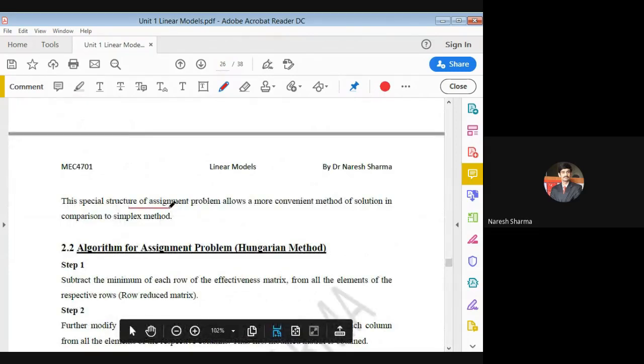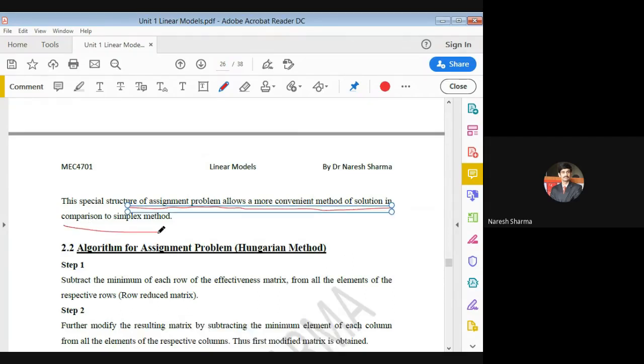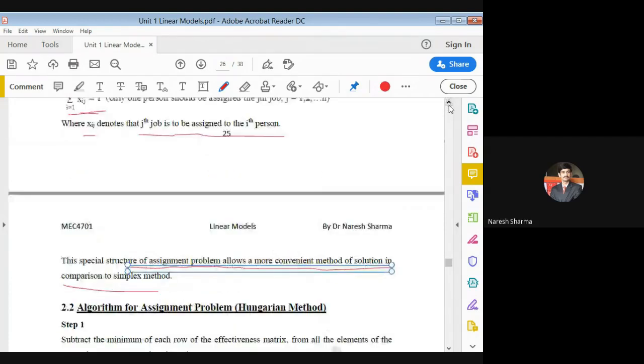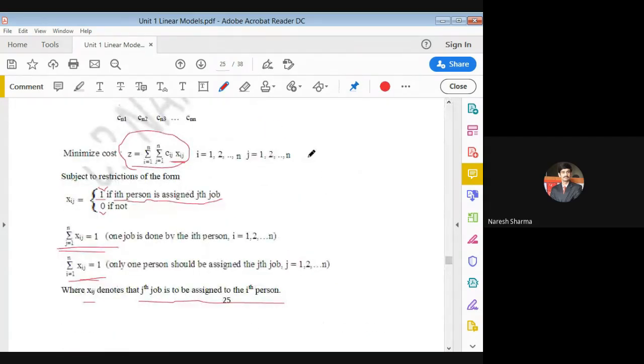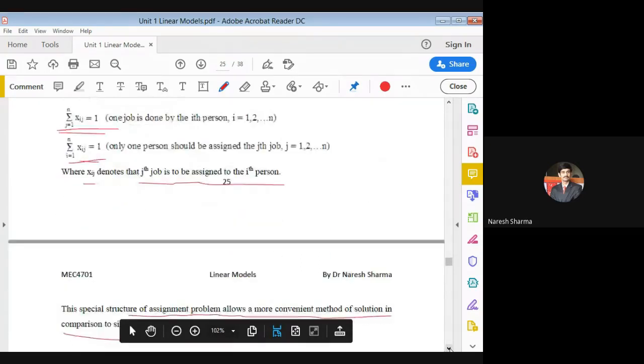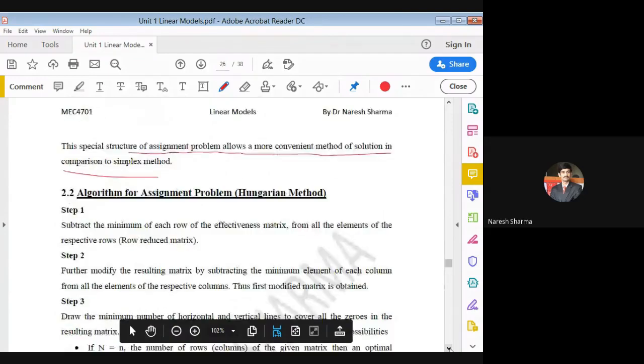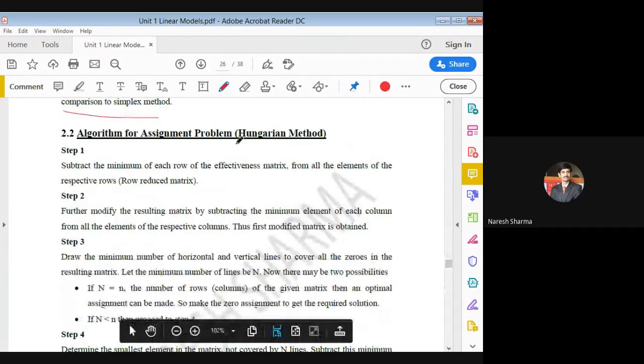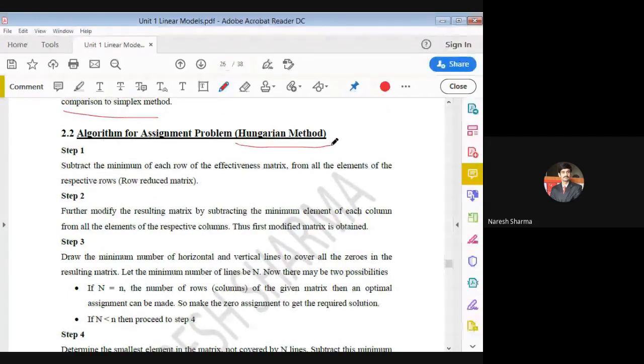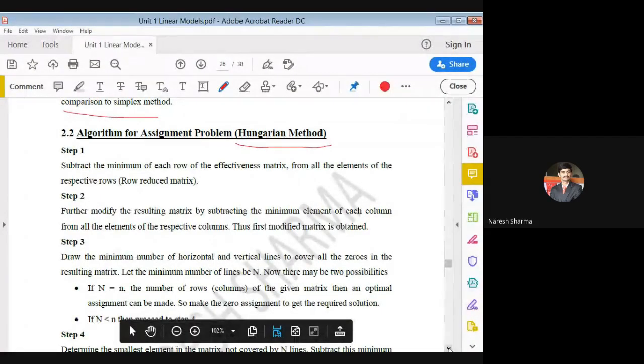The special structure of the assignment problem allows a more convenient method of solution in comparison to the simplex method. As we know, this is a linear programming problem, so we can solve it by the simplex method, but we have more convenient methods here. The algorithm is known as the Hungarian method. What kind of problem does it look like and how can we proceed? We can go with an example, and one by one we read these steps.